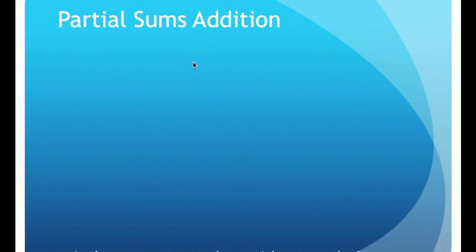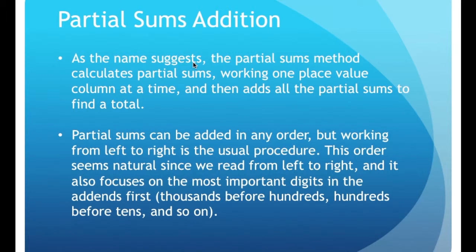Partial sums addition. As the name suggests, the partial sums method calculates partial sums, working one place value column at a time, and then adds all of the partial sums to find a total. Partial sums can be added in any order, but working from left to right is the usual procedure. This order seems natural since we read from left to right, and it also focuses on the most important digits in the addends first. Thousands before hundreds, hundreds before tens, and so on.